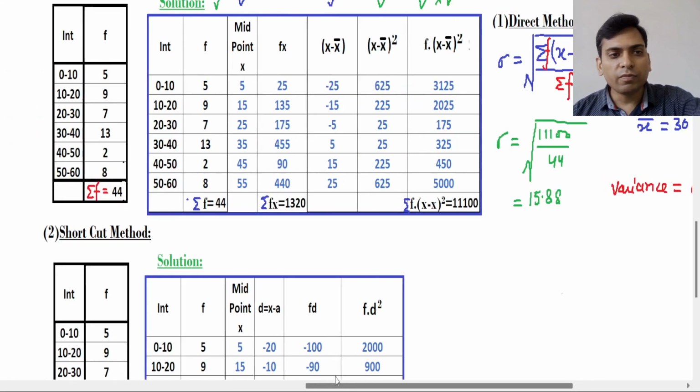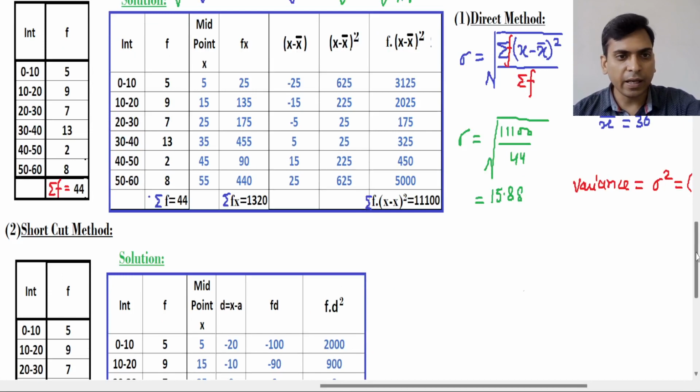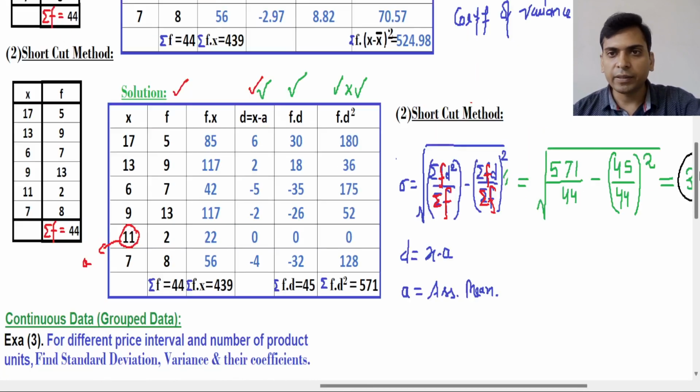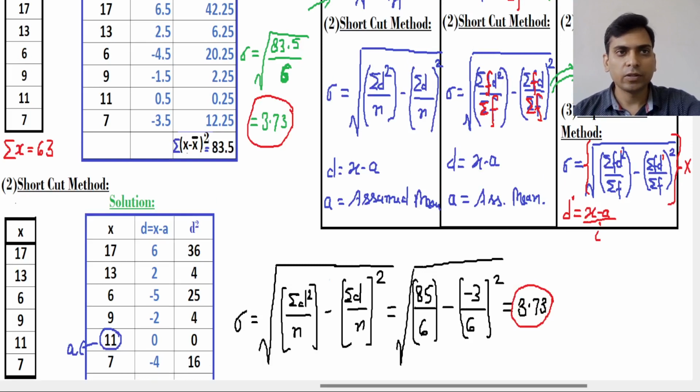So now we will see the solution for this data for the shortcut method. So I am copying this formula once again. This is the formula for the shortcut method.